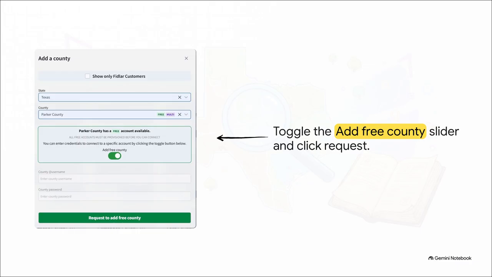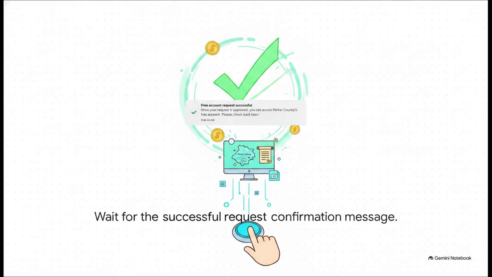Toggle that to the active green position. Once it's toggled, just hit the big Request to Add Free County button at the bottom. Do not enter any standard billing credentials here. Right after you click that, wait a second for a specific confirmation message. It should pop up and say Free Account Request Successful.